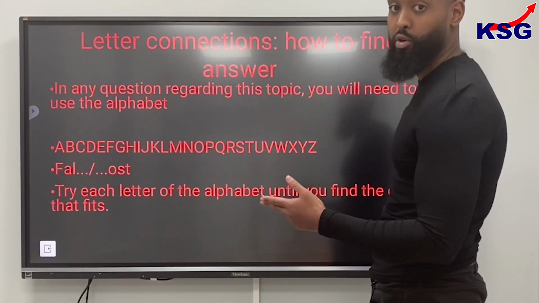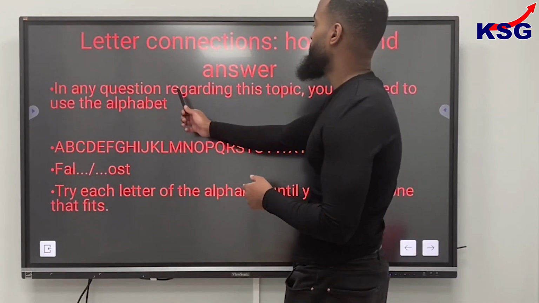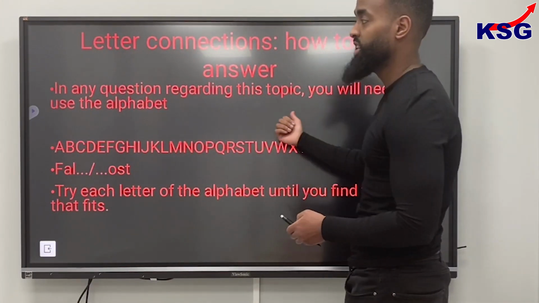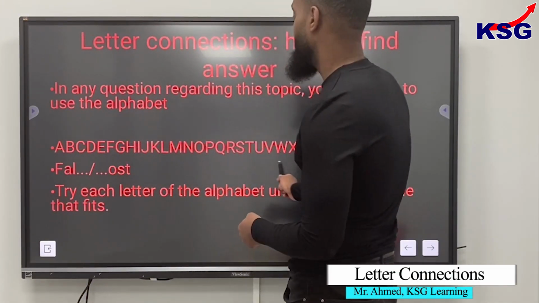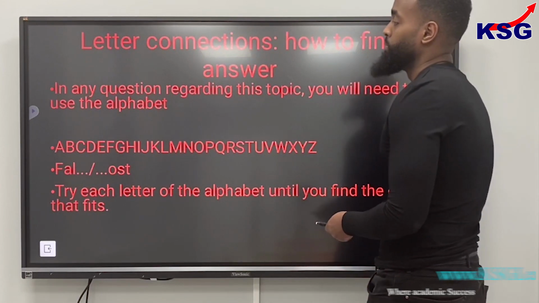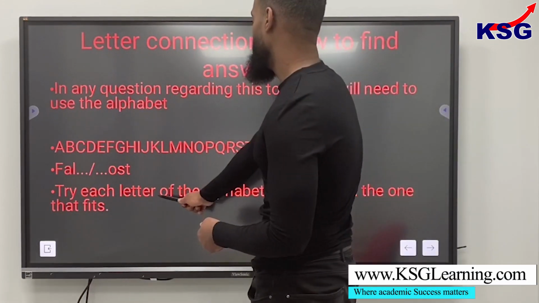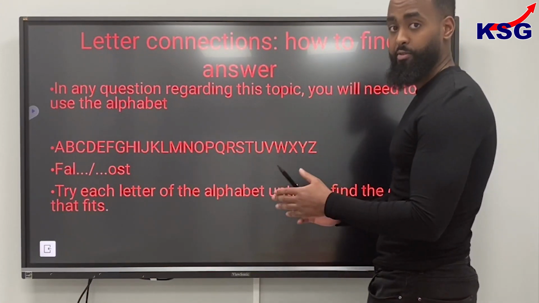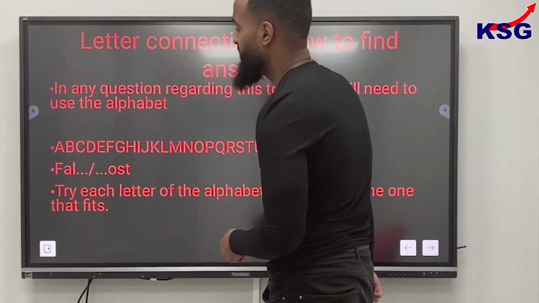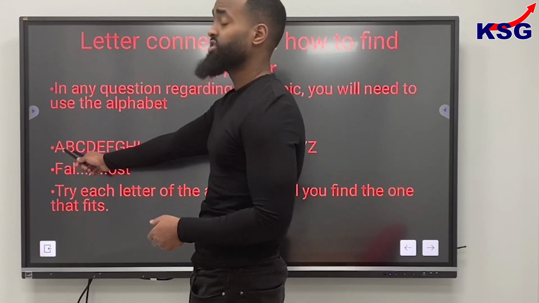So how do we find this word? This is how to approach your answer. In a question regarding this topic, you will need to use the alphabet. You could jot down the alphabet, as we have here. Now, we could try each letter of the alphabet until we find the one that fits. So here, we can start off with A.